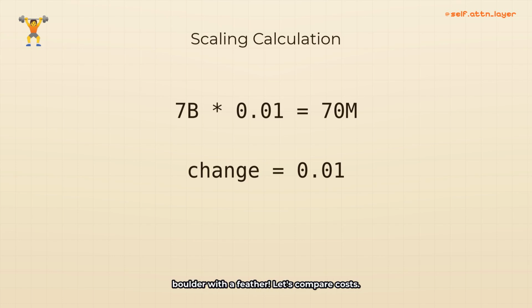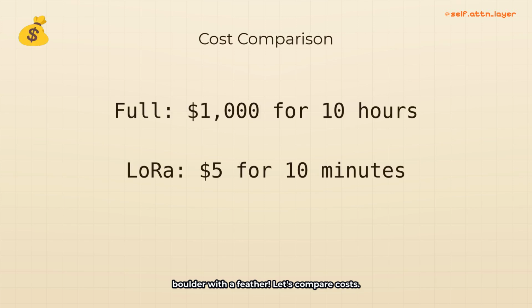It's like nudging a giant boulder with a feather. Let's compare costs. A full fine-tune changes all 7 billion numbers. That might cost $1,000 and take 10 hours. LoRA changes only 70 million numbers, and each change is tiny. So it costs $5 and takes 10 minutes. That's not just cheaper. It's a whole different game.